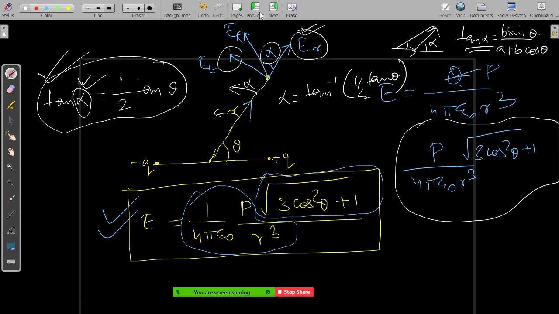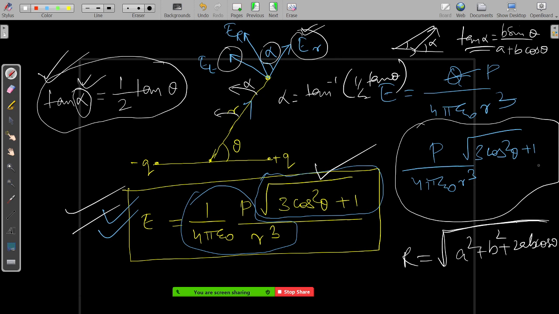You can remember something here also. Something under root will come, because you remember the formula: R equals under root of a square plus b square plus 2ab cos theta. This is the resultant of two vectors, right? So something related to an under root will come in this formula. You can remember something like this in electric field.